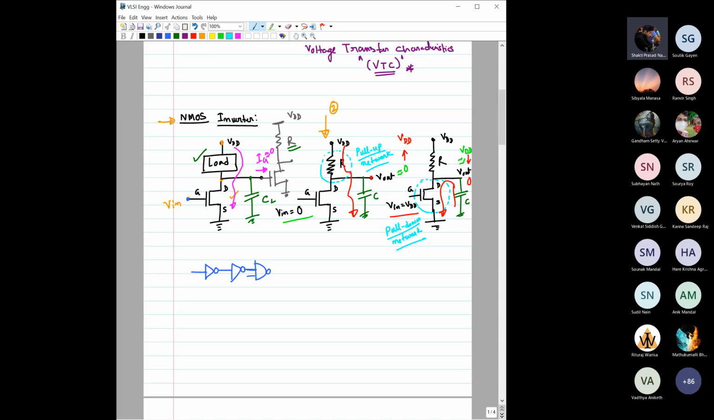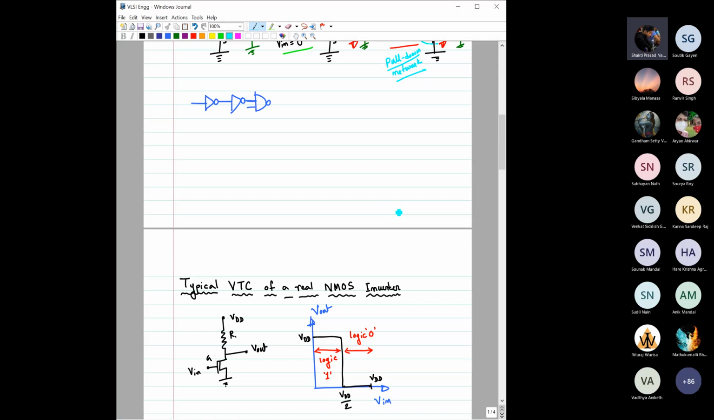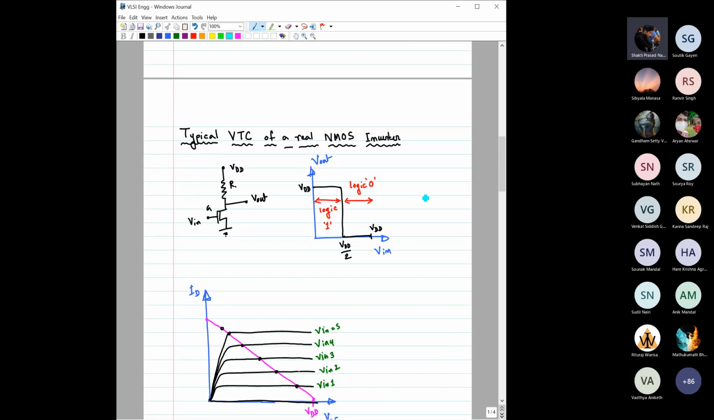So I hope this definition is clear to you, what is the pull up network and what is the pull down network. If this part is clear to you, then let us go to the next case and see what this is.